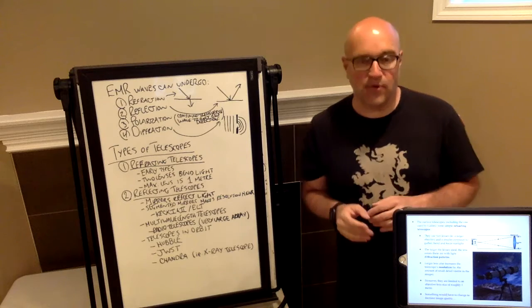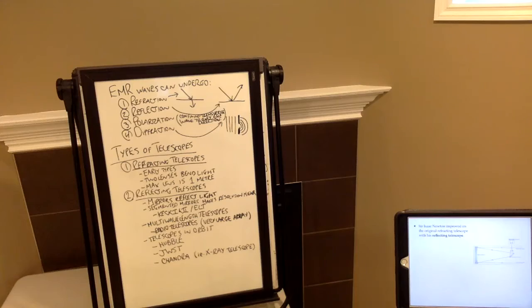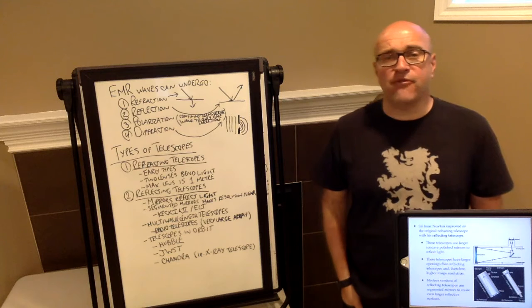So that's the reason why refracting telescopes went by the wayside until Isaac Newton came up with his design. And Isaac Newton came up with the idea for the reflecting telescope.